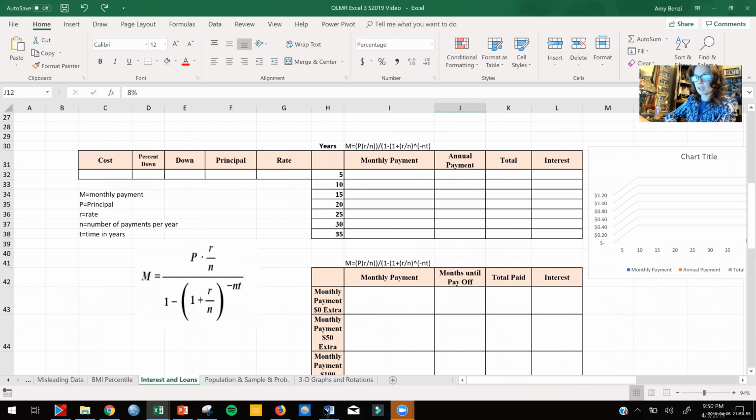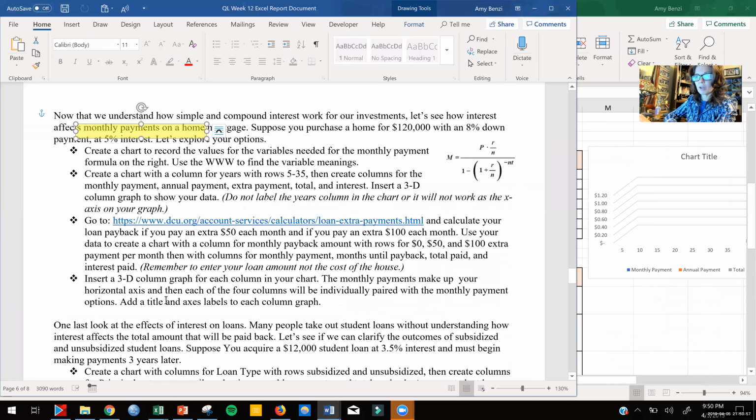All right, let's get on with our house purchasing here. Now that we understand simple and compound interest, we looked at how it works for investments, and now we're going to see how it works on a loan. So we're going to suppose that we buy a home for $120,000. We're going to put 8% down on that house and then pay 5% interest. I am going to change my amount down.